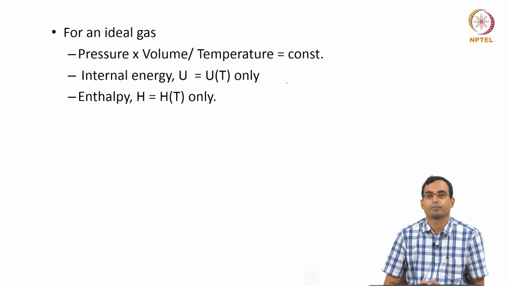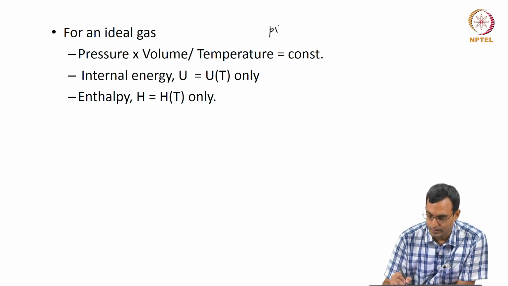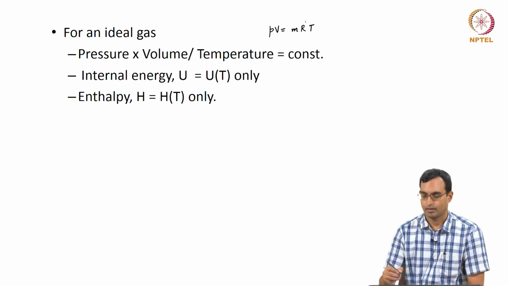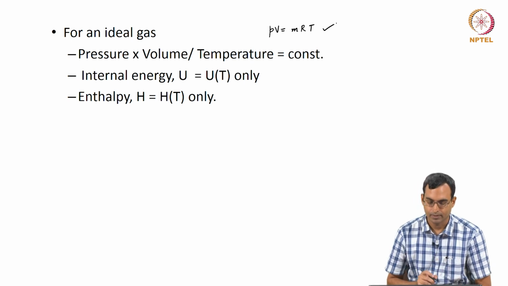So, what we see from the expression we had earlier is that PV is equal to mRT, where R is the specific gas constant. This is possibly the most common way in which I am going to use this expression. You can use it in any way you like.